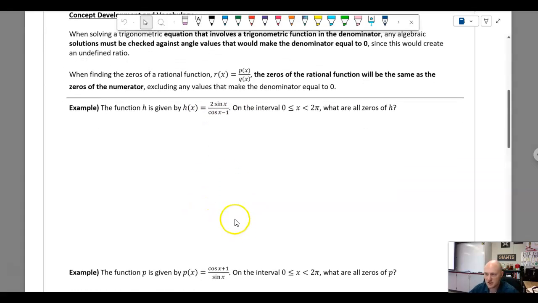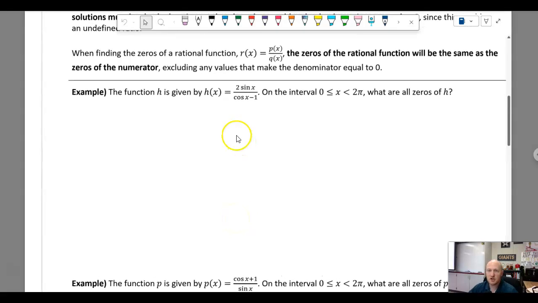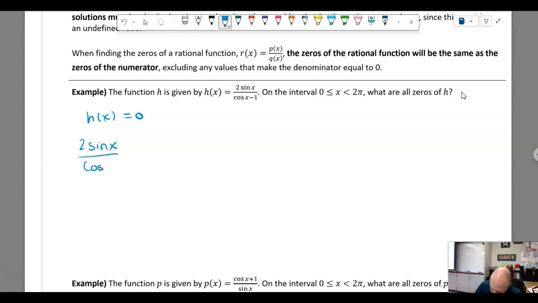So let's look at this first example where we'll look at these ideas. The function h is given by h of x equals 2 sine of x over cosine of x minus 1. On the interval 0 less than or equal to x less than 2 pi, what are all the zeros of h? Again, in a rational function, the denominator has no impact on zeros. If I multiply both sides by this, the denominator would go away, the right side would just stay 0. So essentially we just worry about when the numerator is equal to 0.